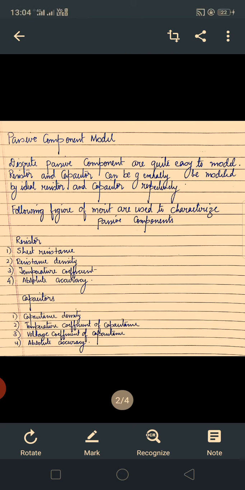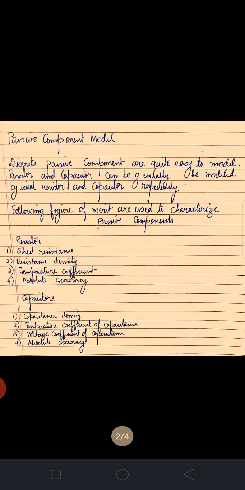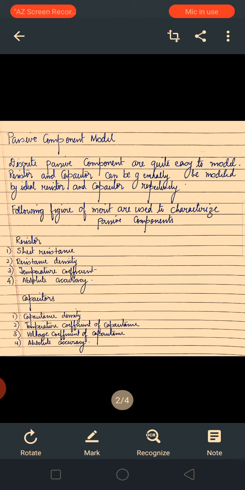The following figures of merit are used to characterize the passive components. Now, we have certain parameters that we consider for designing passive components like the resistor and the capacitor. Below I have described the different properties of the resistor and capacitor for designing. For the resistor, we have to take the following properties into account: sheet resistance, resistance density, temperature coefficient and absolute accuracy. For designing a resistor, these are the four different properties that are included for the resistor.